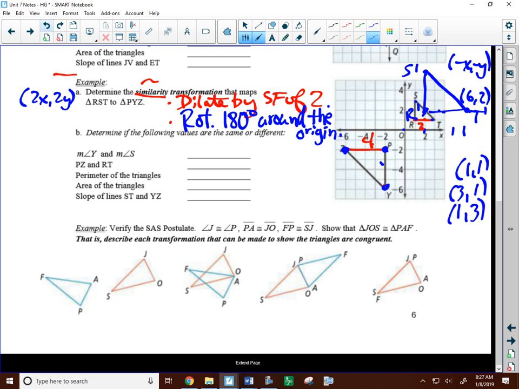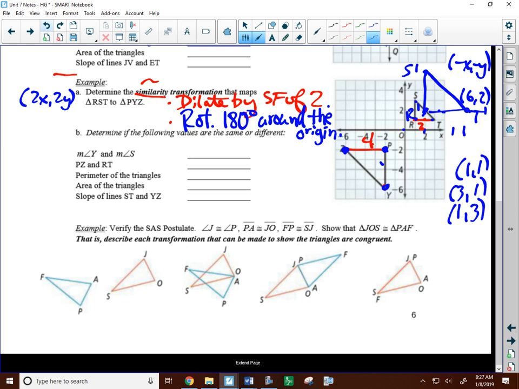Definitely important. They'll ask you something like, here are some figures, what's the scale factor, what's the sequence of transformations. Sometimes they say that too. They might not say similarity transformation. What's the sequence of transformations? So just list the order.